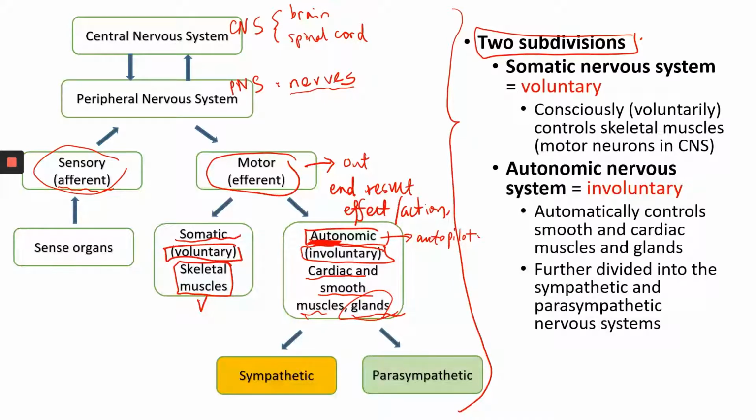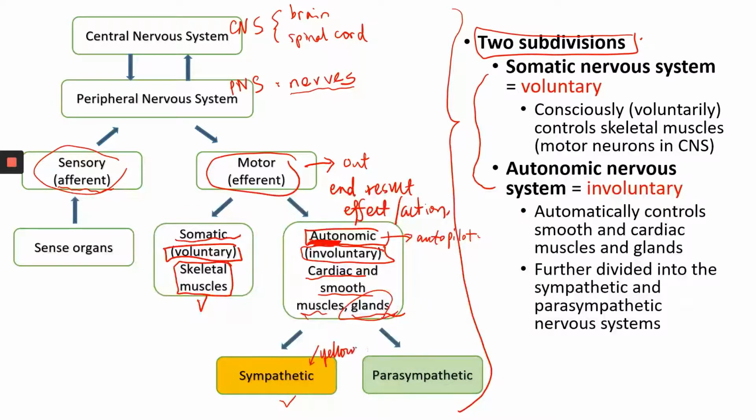Okay. All right, so that's the difference between the somatic and autonomic divisions. Okay, so make sure you know the difference. It's very important. All right, now when you look at the autonomic nervous system, which is the autopilot of your nervous system, let me rephrase this. It has two arms that are pretty much the opposite. Okay, so the first arm is called sympathetic. And you can see that I put it in this yellow color.